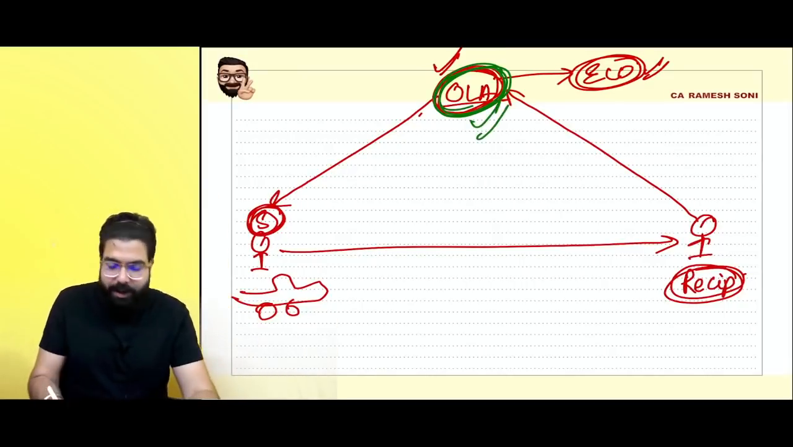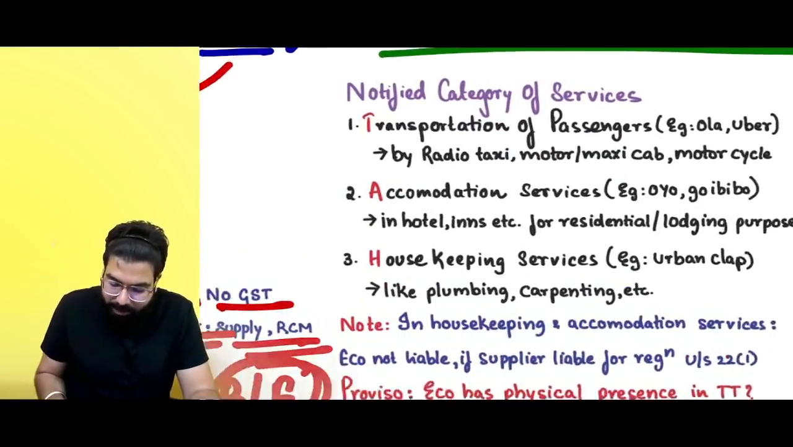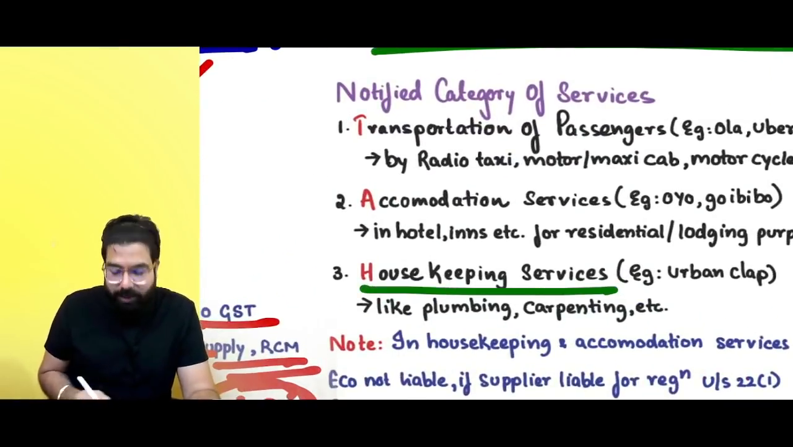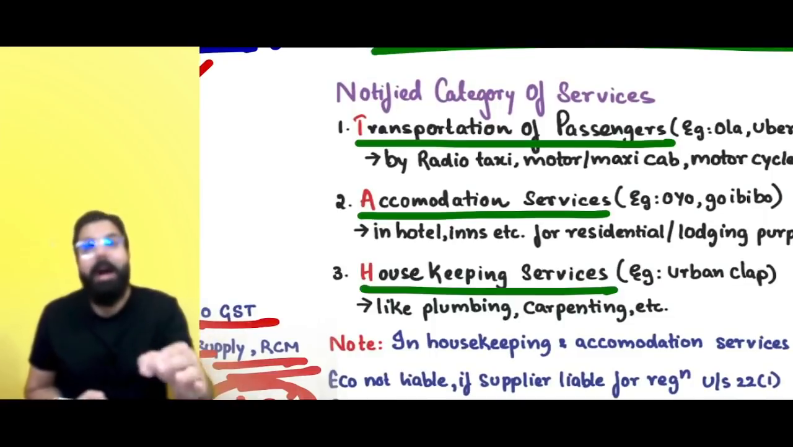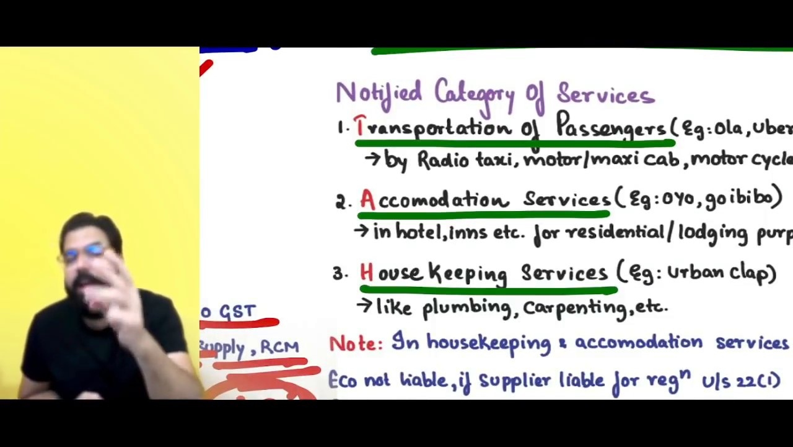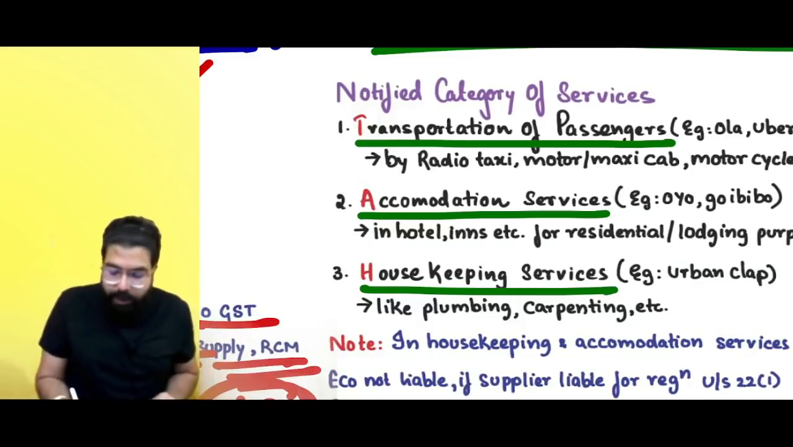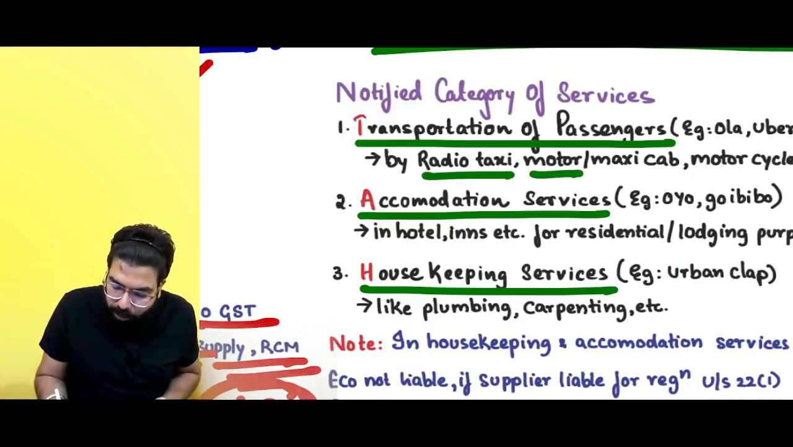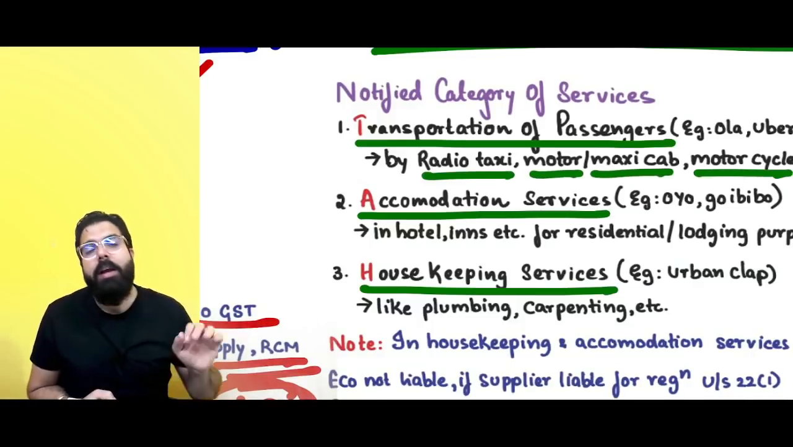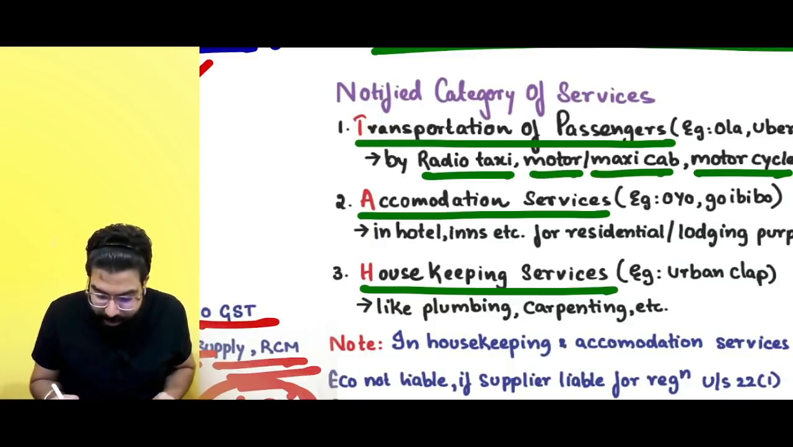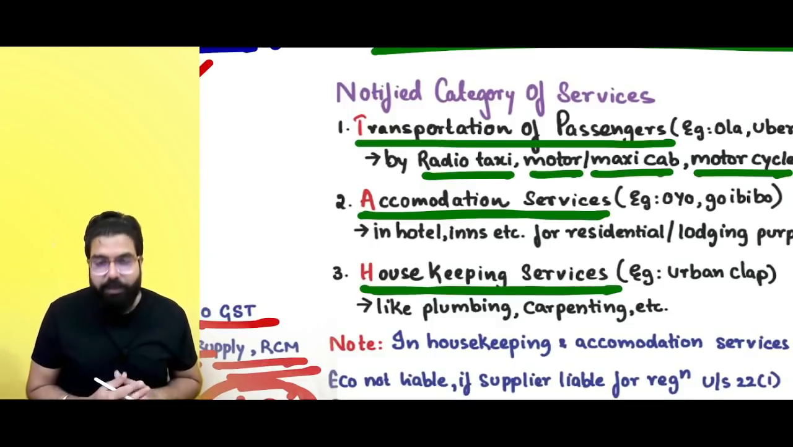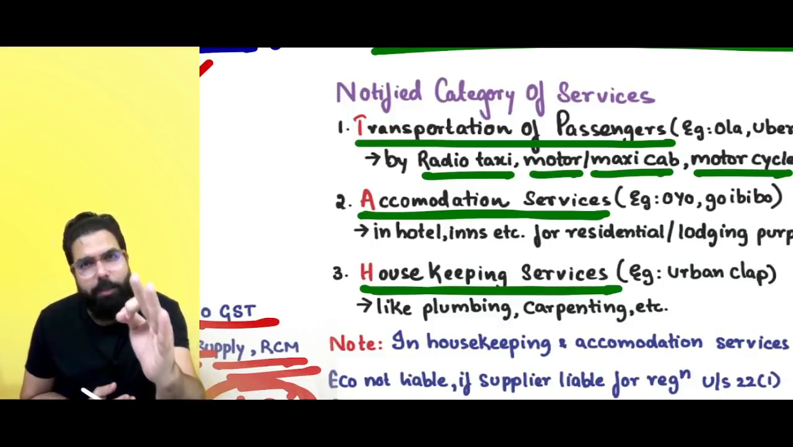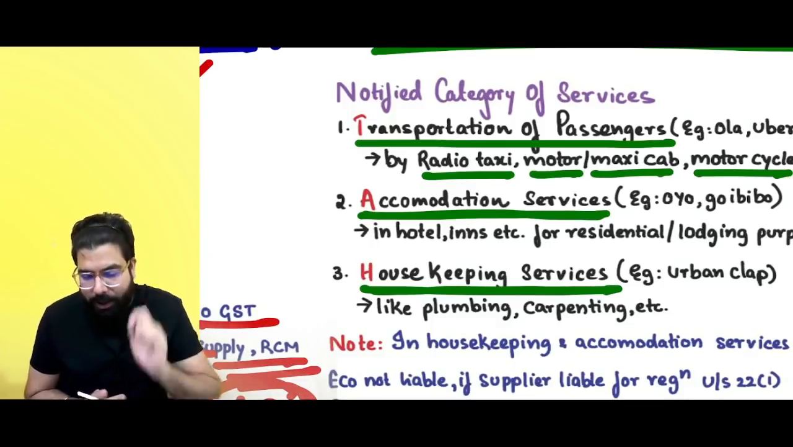Here the government named three services. Which are the three services? Housekeeping services, accommodation services, and transportation of passengers by road, basically motor car, maxi cab, or motorcycle. If transportation of passengers is done, accommodation services are provided, or housekeeping services are provided, the e-commerce operator shall always be liable. But here there is a catch.